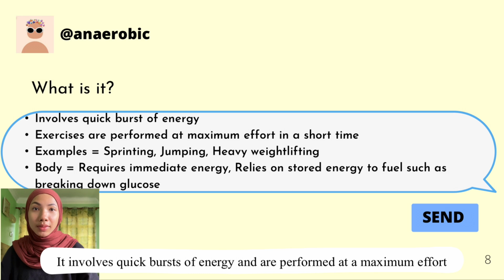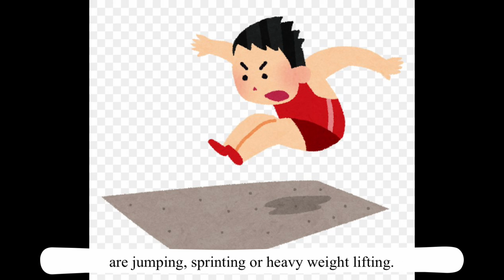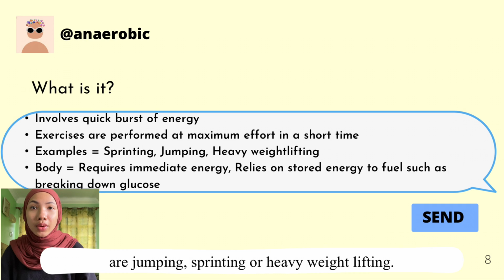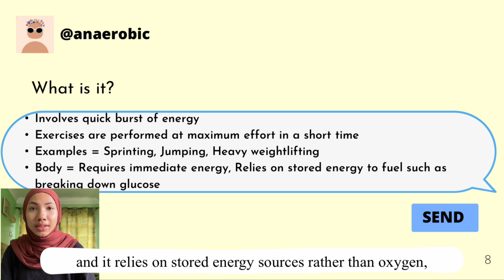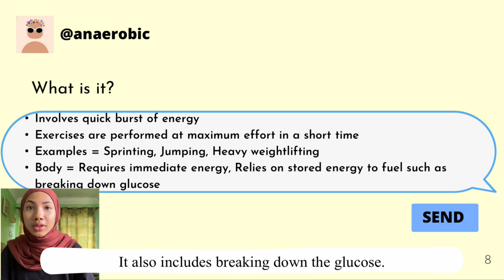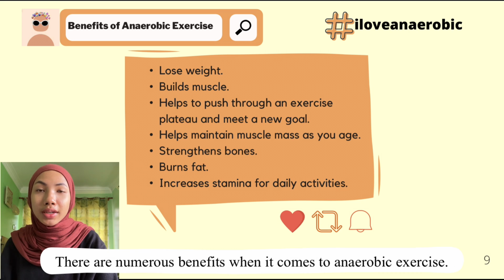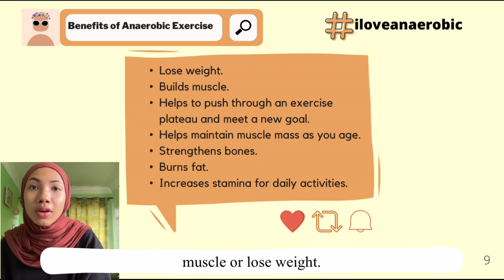It involves quick bursts of energy and is performed at maximum effort for a short time. The most obvious examples of anaerobic exercises are jumping, sprinting, or heavy weightlifting. So your body requires immediate energy, and it relies on stored energy sources rather than oxygen, which is different from aerobic exercise, to fuel itself. So it also includes breaking down glucose.